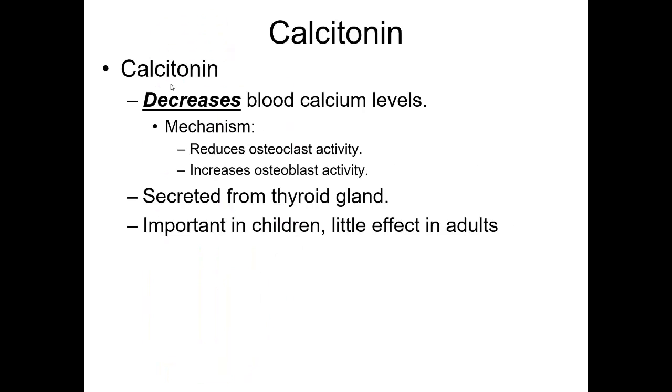Now the next hormone does the opposite. Something has to be able to decrease blood calcium levels too if there is too much calcium. Calcitonin decreases blood calcium levels because hypercalcemia is also bad. Calcitonin reduces osteoclast activity and increases osteoblast activity. It is secreted from the thyroid gland. This is important in children but has very little effect in adults, as hypercalcemia is extremely rare.